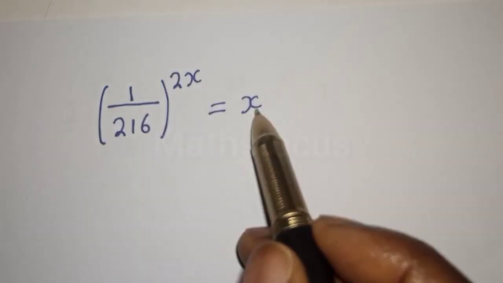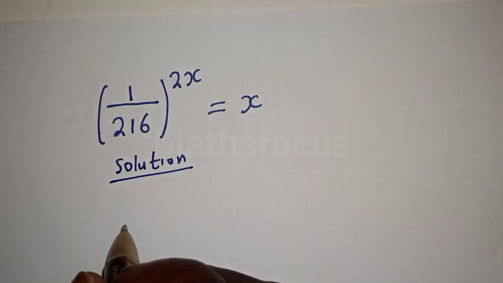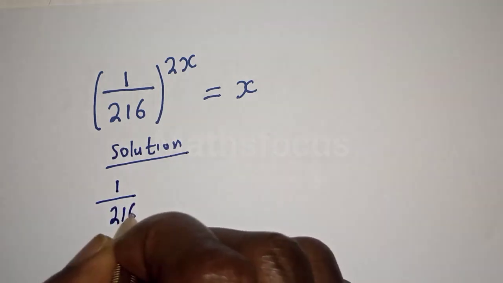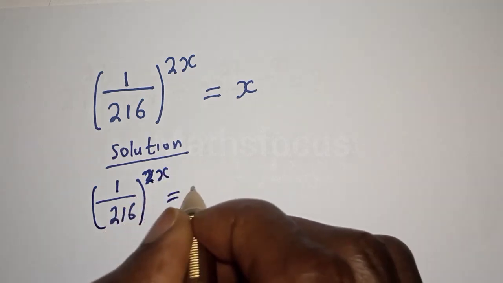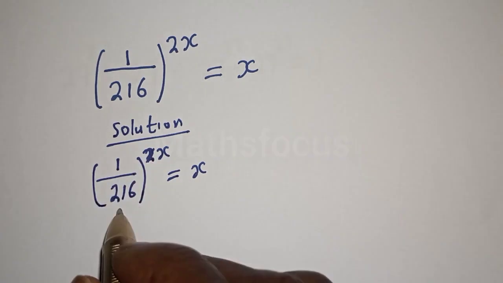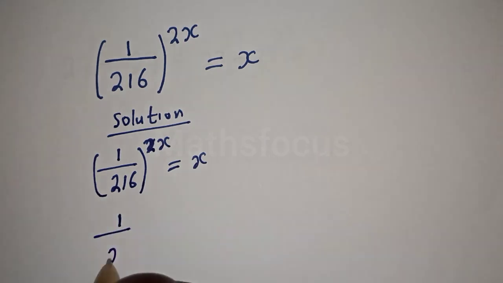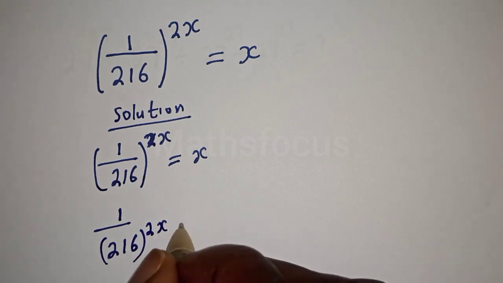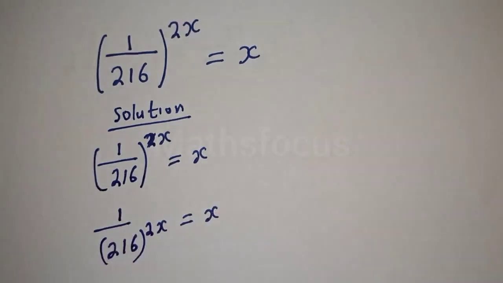So we want to find the value of s from this beautiful Math Olympiad question. Solution. 1/216 raised to power 2s is equal to x. Then this is the same thing as 1/216 raised to power 2x is equal to x, because 1 raised to the power 2s is the same thing as 1.